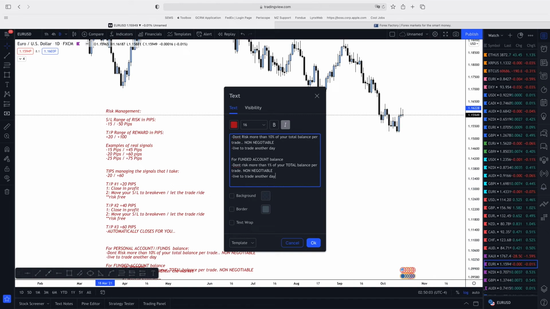Okay, you don't want to put all your quote unquote eggs in one basket and blow your account on one trade. This is non-negotiable for your personal account, your personal funds. Do not risk more than 10% of the total balance. On your funded account, do not risk more than 1% of the total balance per trade. This is absolutely non-negotiable. You can always live to trade another day.